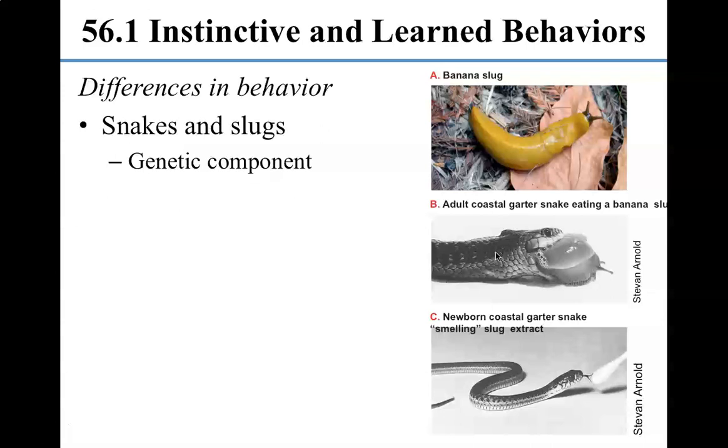So what the researcher did to test this hypothesis that it was a genetic component was crossbreed the coastal snakes with the inland snakes. And their offspring, which were hybrids of these two populations, he showed them banana slugs and banana slug soaked cotton swabs, and they reacted in a way that was about halfway between the coastal and the inland garter snake populations. In other words, the hybrid snakes had mixed parentage, and they consumed the banana slugs more frequently than we would expect if there wasn't a genetic component going on.